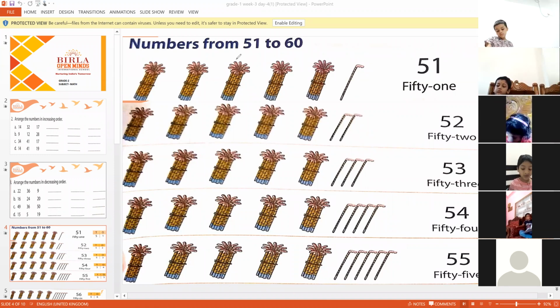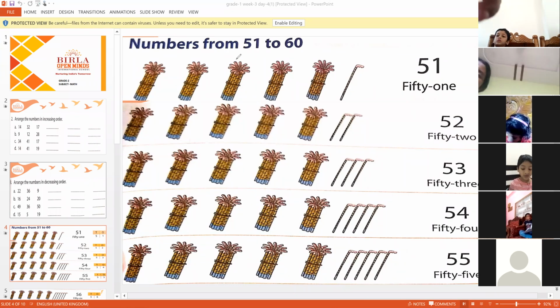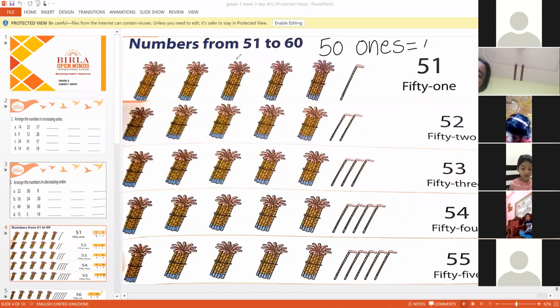30 ones is equals to 3 tens. 40 ones is equals to 4 tens. And I have told you this also, that 50 ones is equals to 5 tens. I'm writing here on my screen. You all can see that 50 ones is equals to 5 tens.